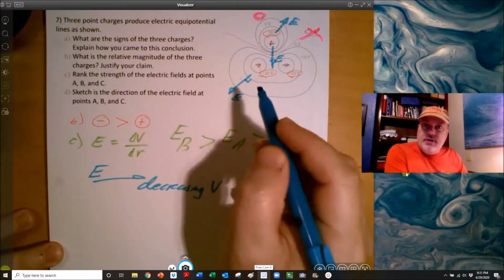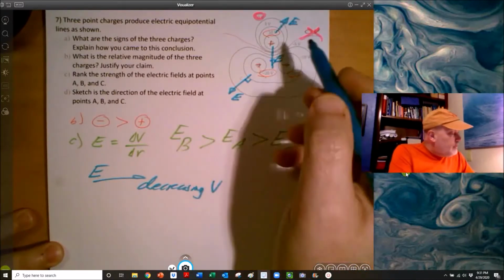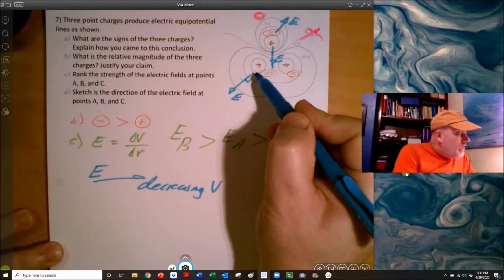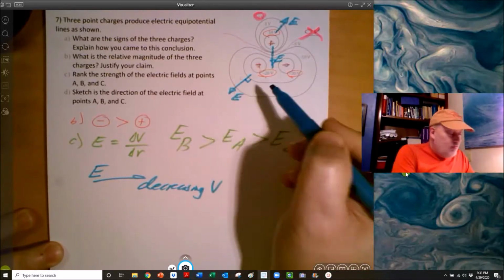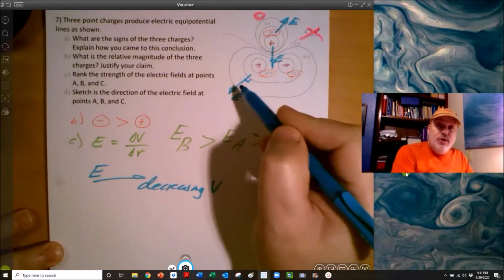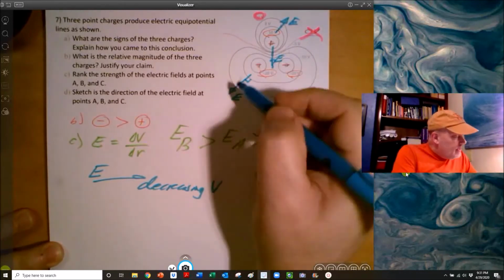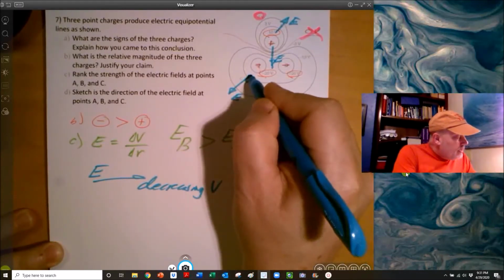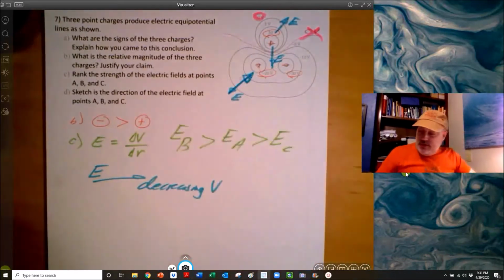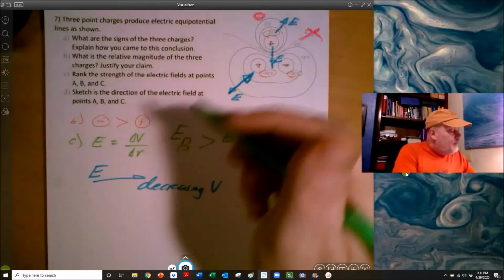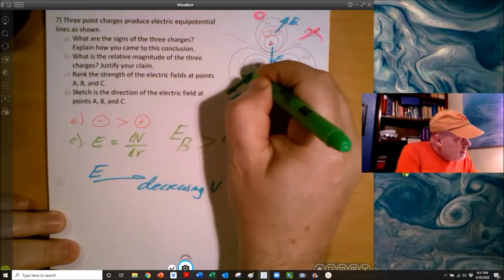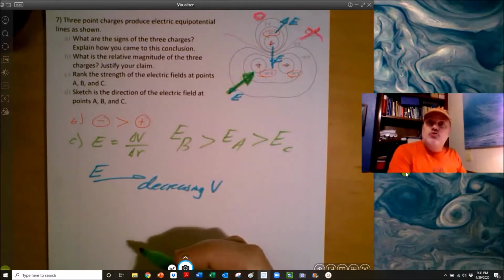All right, yikes, I drew my electric field in the wrong direction here. So I'm going from negative to less negative, and remember, electric field points towards more negative, so this one is incorrect. It should be in the opposite direction. Let me fix that up for you. It should be in this direction, towards the negative.